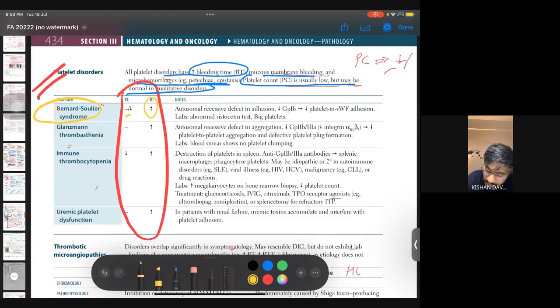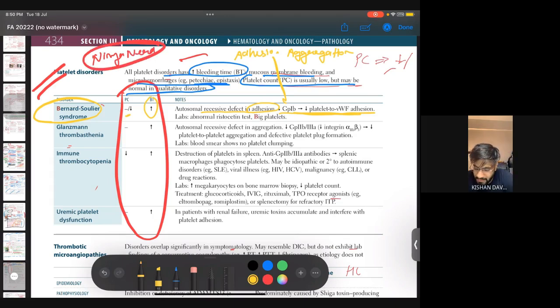Let's see, autosomal recessive defect in adhesion. GP1B platelet to VWF adhesion. If you have seen Bourgeon Beyond properly, they have explained the adhesion, aggregation, everything in very detail. And still, if you don't understand, you can always go to Ninja Nerd on YouTube. Okay, so here there is a defect in adhesion. So you should remember this protein as well as what adhesion, platelet to VWF adhesion. Another thing, abnormal ristocetin test they will give you. The platelets will be large. And apart from this, they will add one point over here.